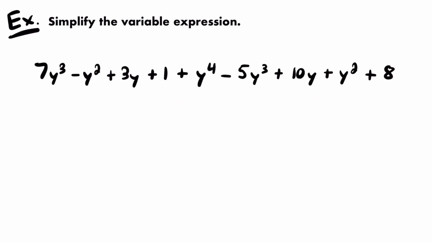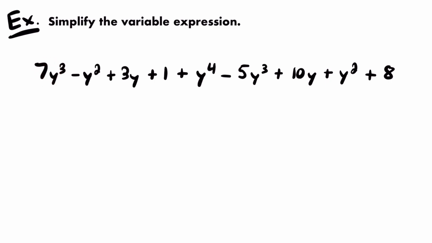I did notice as we read through here that there's only one type of variable throughout all the terms, and that is y, but not all of the terms will be like terms because y is being raised to different powers. All right, so in order for two variable terms to be like terms, the variable part has to be exactly the same, so you have to have y raised to the same power in order for them to be like terms.